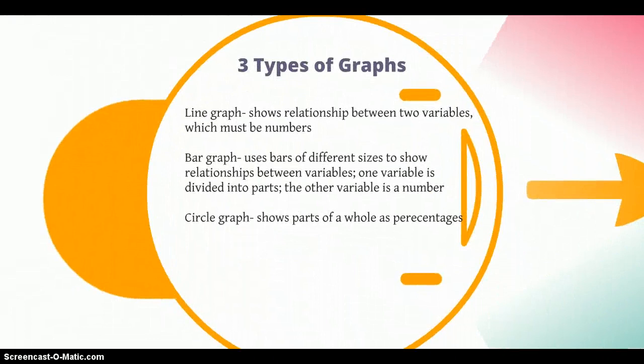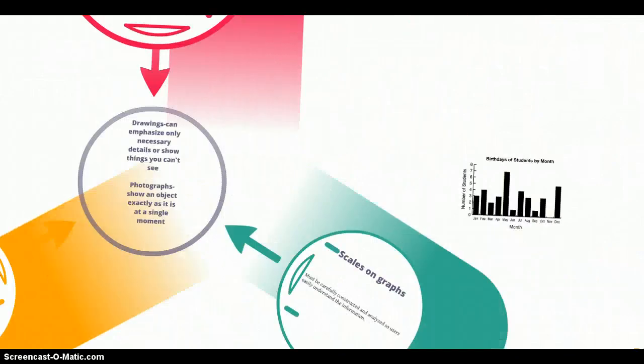Now, a bar graph uses bars of different sizes to show relationships between variables. One variable is divided into parts, the other variable is divided into numbers. So the thing that you just saw with the guy counting the cars going by, that was a bar graph. He had one axis with the number of cars, that would be the number, and the other was the color of the car. That was divided into parts. So that would be a bar graph that you could use.